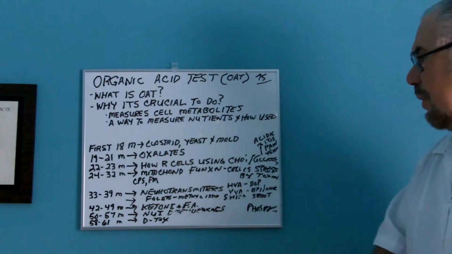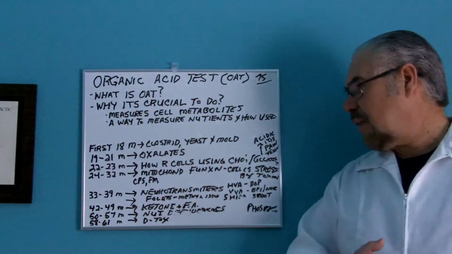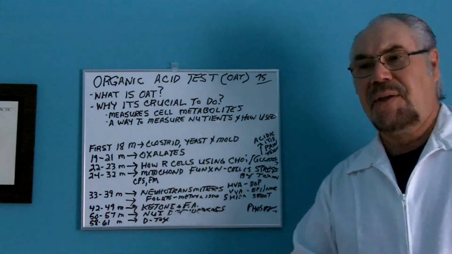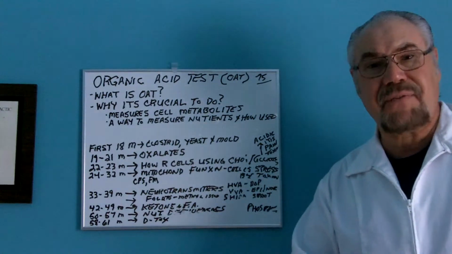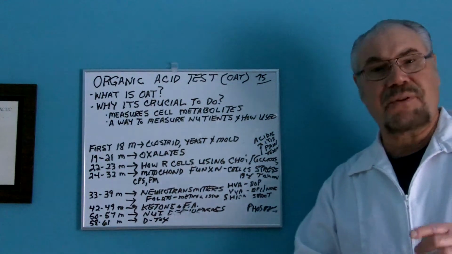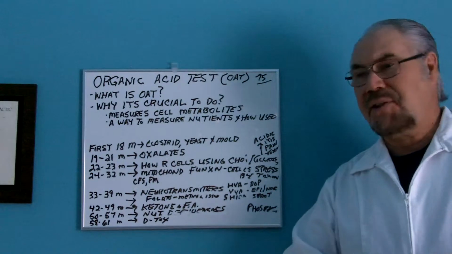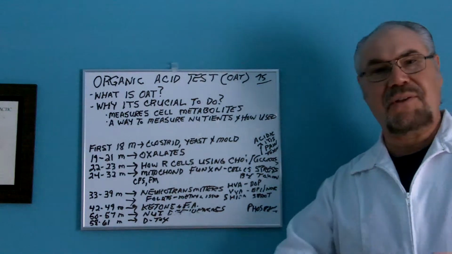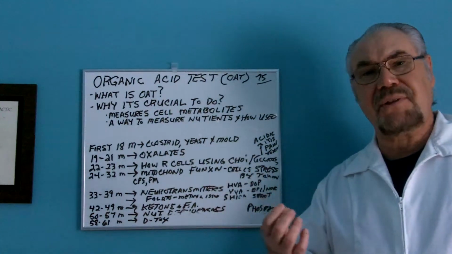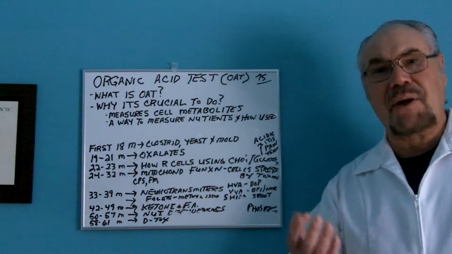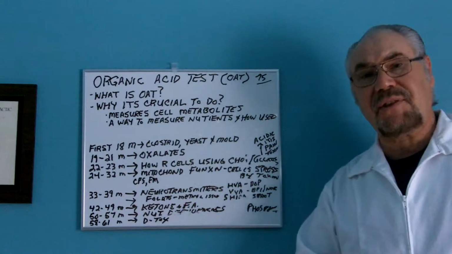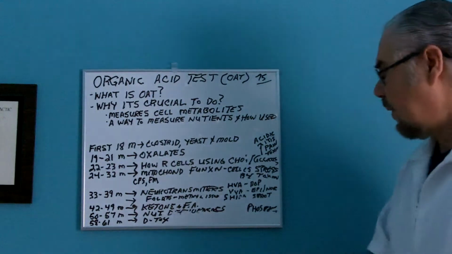Markers 33 through 39 evaluate your neurotransmitter activity, your dopamine, serotonin, your epinephrine, your norepinephrine. You need to know what those neurotransmitters are doing. So if you're depressed, you have anxiety, you just can't get happy, you can't get motivated, you don't have that drive, maybe your neurotransmitters are not being made properly, or you have some sort of a deficiency, or you have some sort of toxicity. We've got to dig in there.